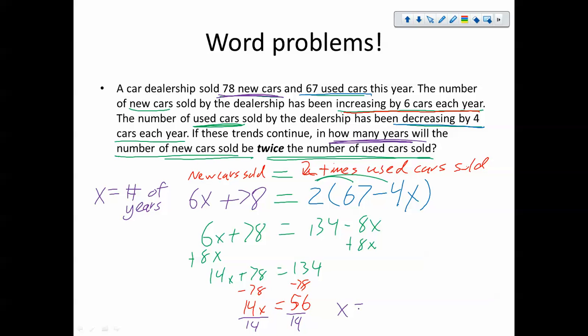And x equals 56 divided by 14, so it's 14, 28, 42, 56. That's what, times 4, right? Yeah, times 4. So x equals 4. So in 4 years, if this trend continues, the number of new cars will be twice the number of used cars sold.